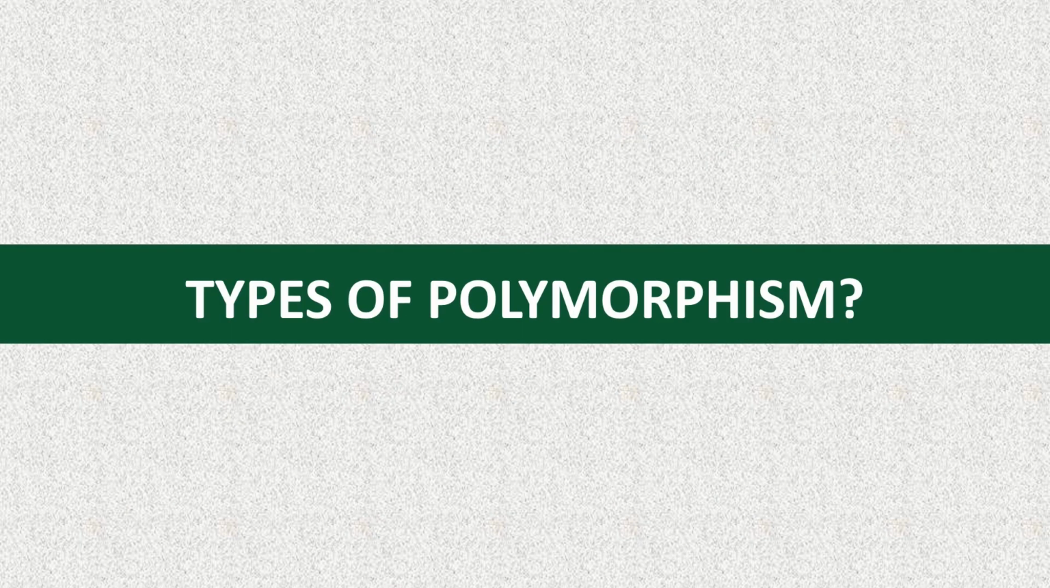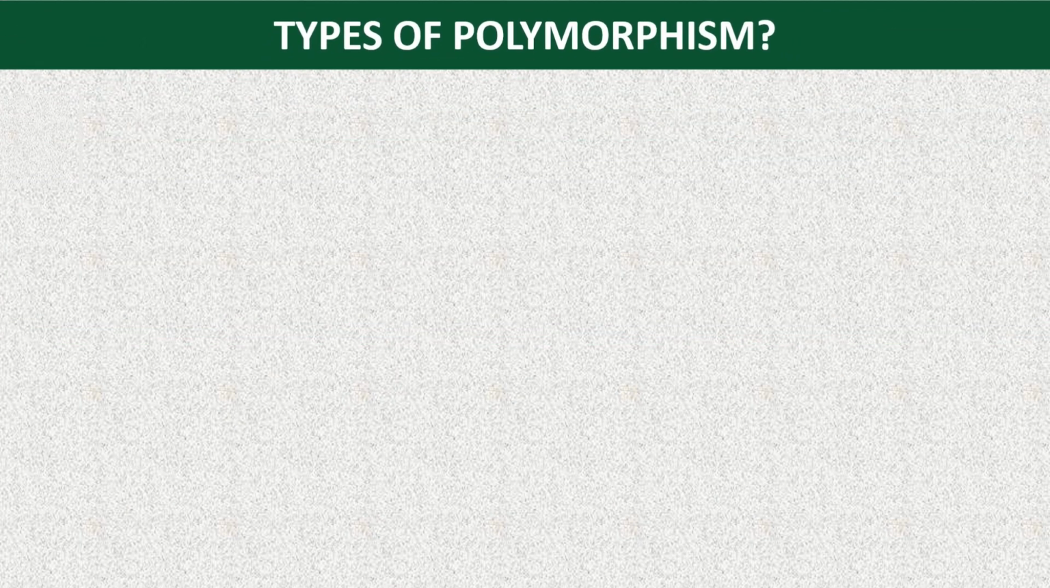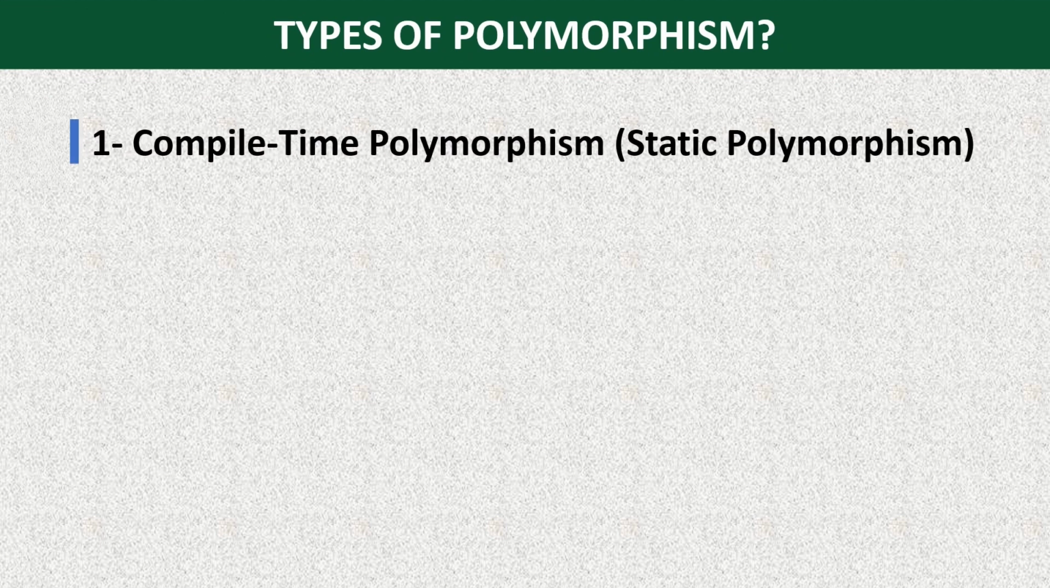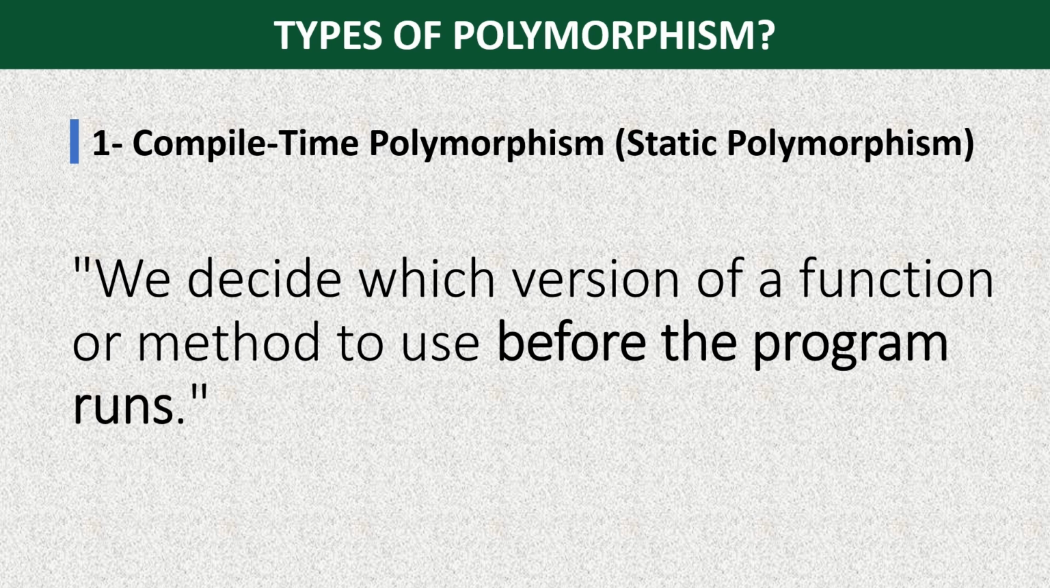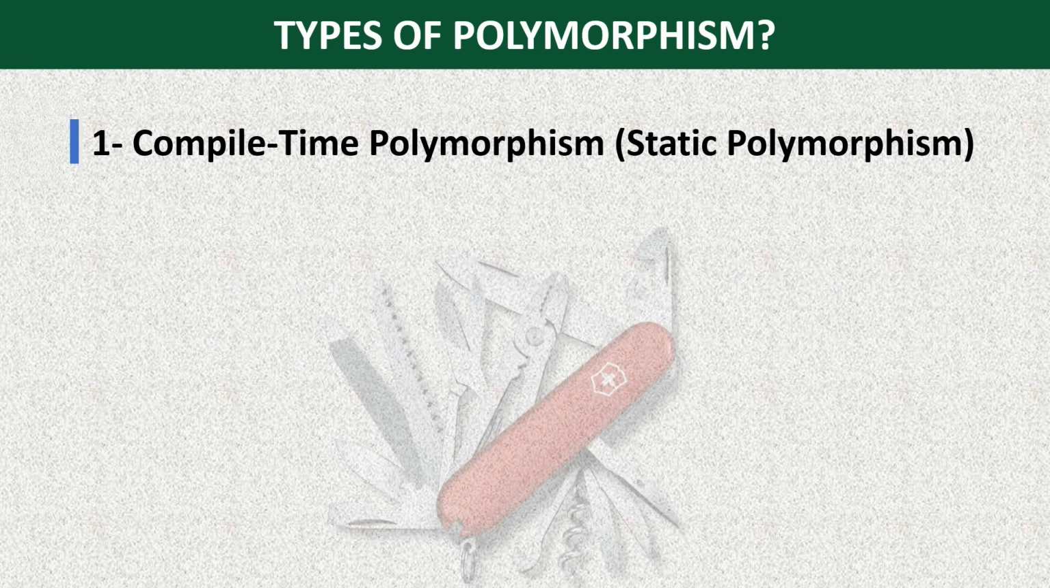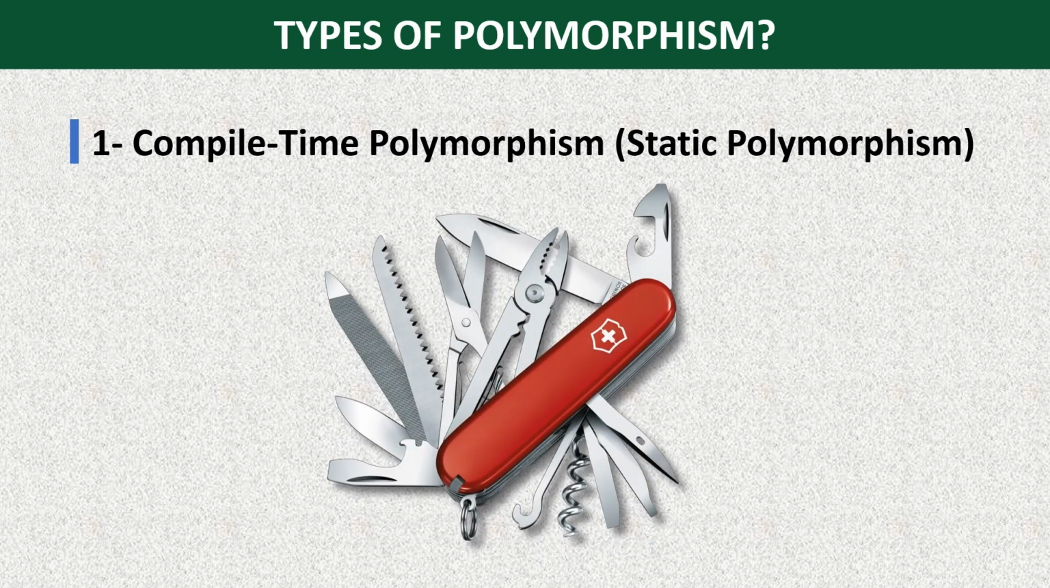Our next topic is types of polymorphism. Polymorphism generally has 2 main types. The first is compile-time polymorphism, which you can call static polymorphism. We decide which version of a function or method to use before the program runs. It's like this: imagine you have a Swiss Army knife. It has different tools, a knife, scissors, a bottle opener, and before you start using it, you choose which tool you'll need for the job. That decision is made before you actually start working.